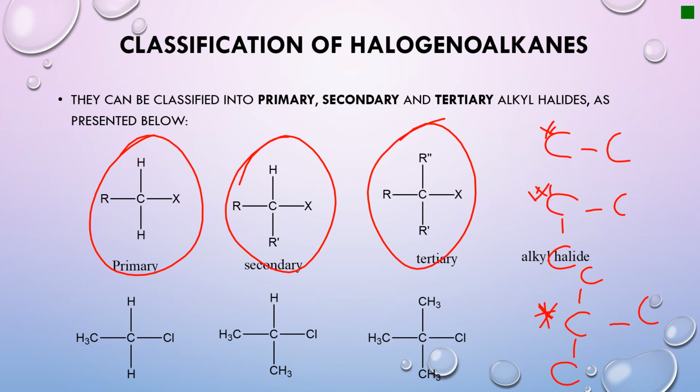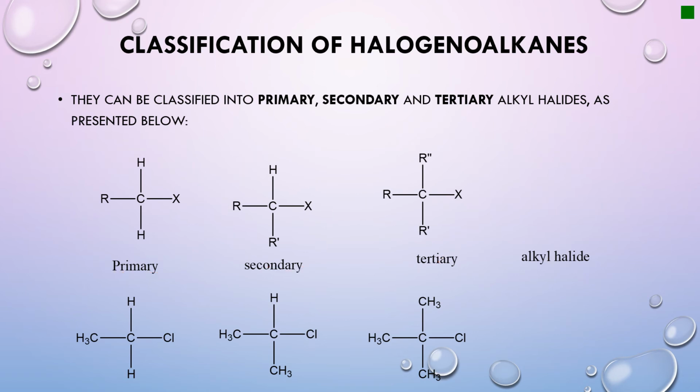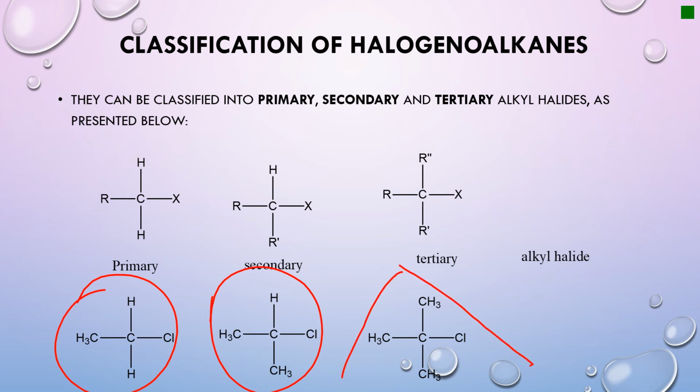So after seeing this, we can now define primary, secondary, and tertiary alkyl halides. Using these examples, a primary alkyl halide is an alkyl halide in which a halogen is attached to a primary carbon. A secondary alkyl halide is an alkyl halide in which a halogen is attached to a secondary carbon, while a tertiary alkyl halide is an alkyl halide in which a halogen is attached to a tertiary carbon.